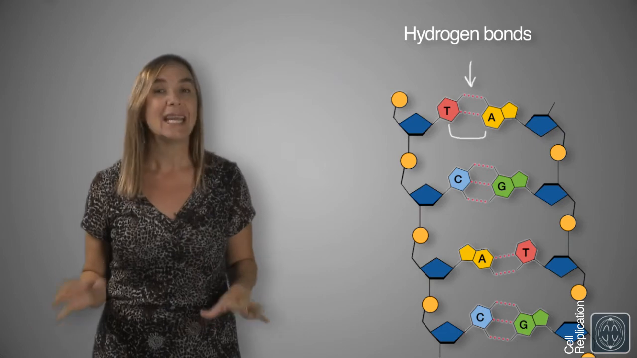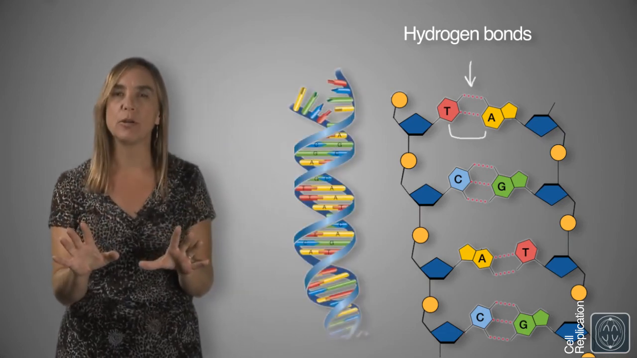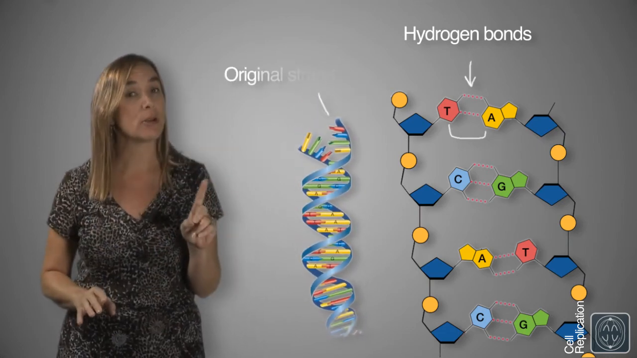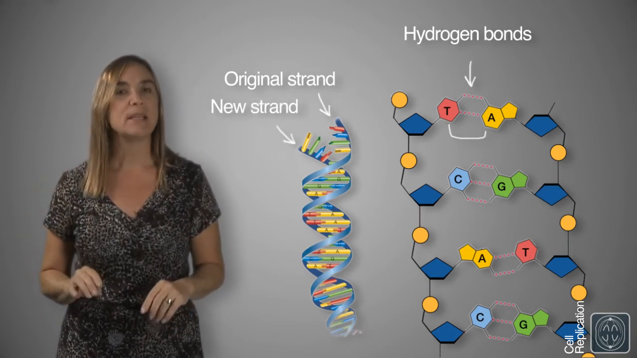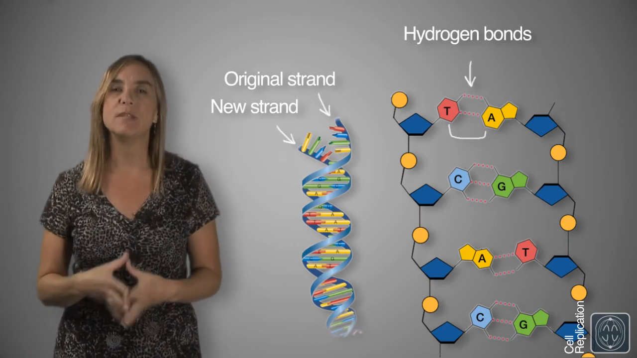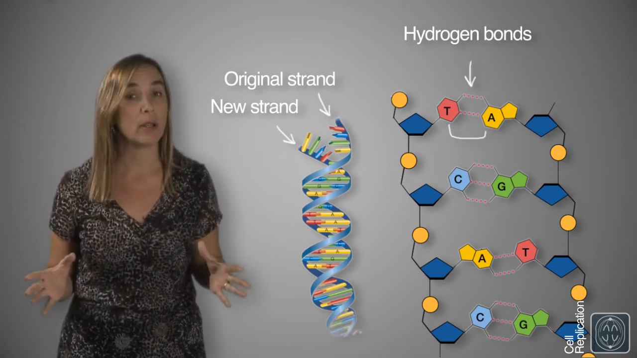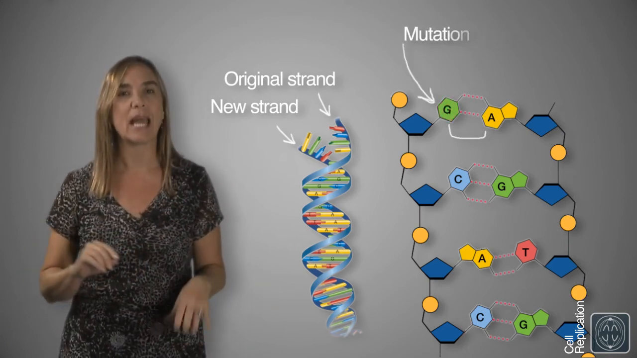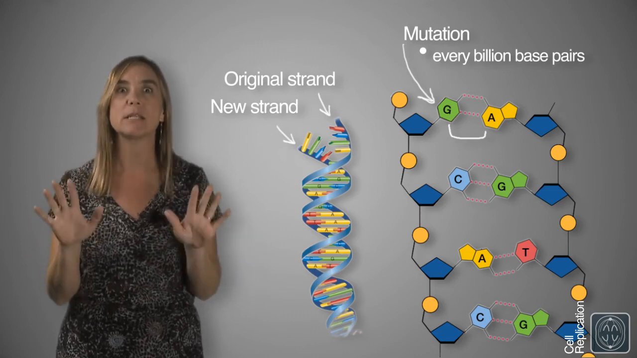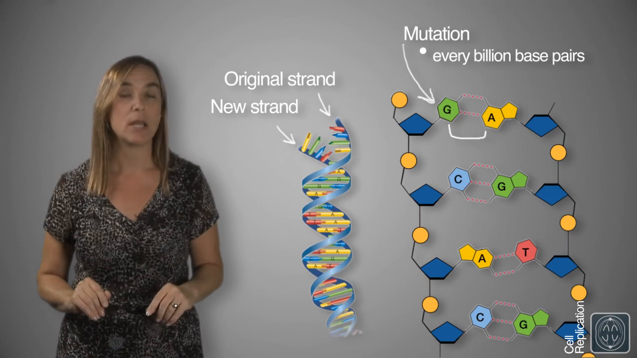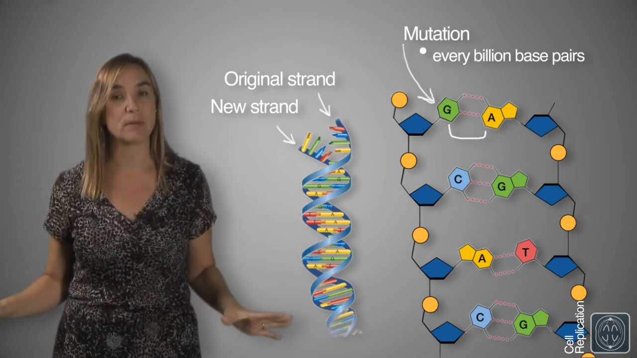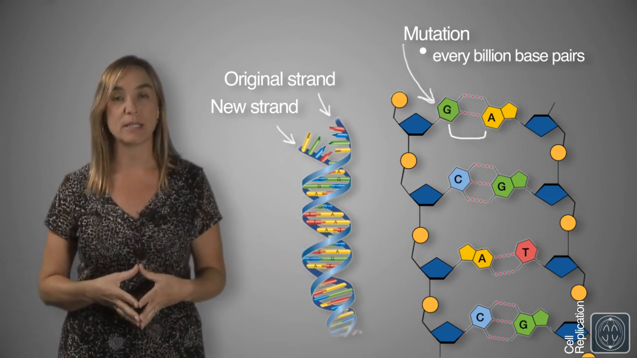As a result, each new DNA molecule is composed of one original strand and one newly synthesized strand. This semi-conservative model of DNA replication is so accurate that only one mistake occurs every billion base pairs. These mistakes are known as mutations and are the ultimate source of differences in DNA between cells.